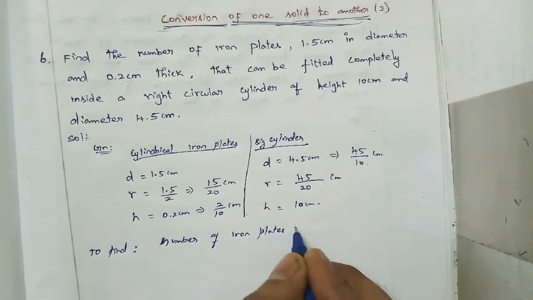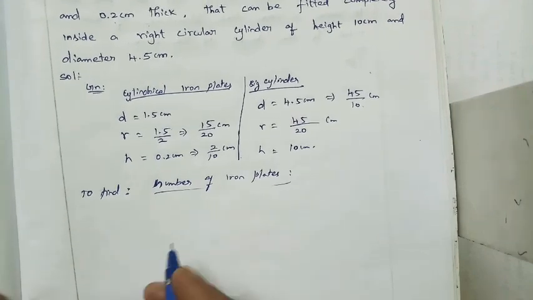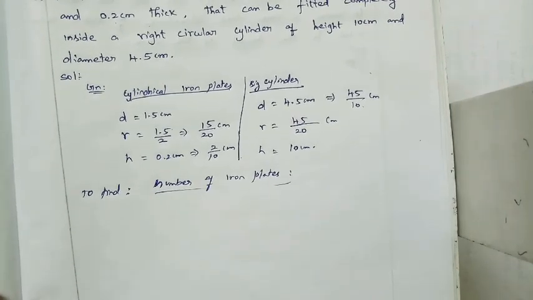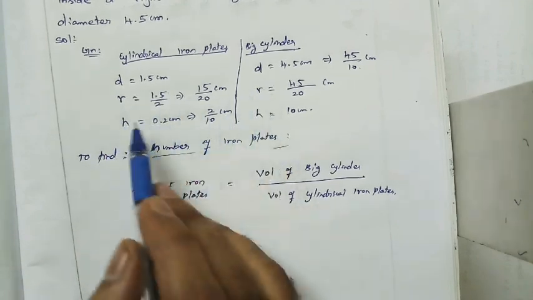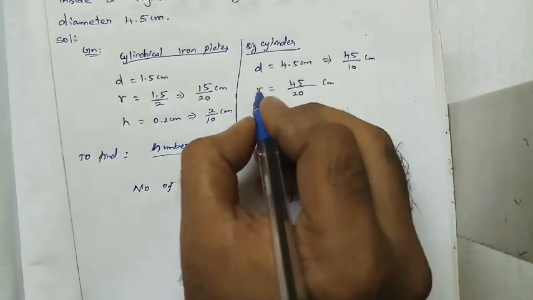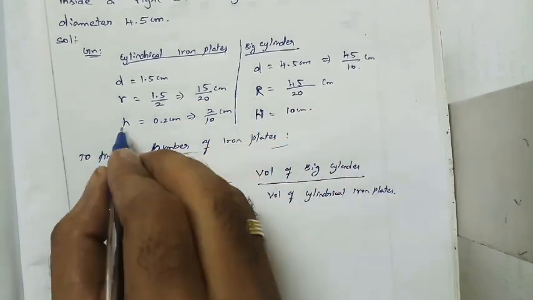So how many iron plates — they are asking directly, so we can go for the formula, right? Number of iron plates is equal to... Here the radius and height are both different, so we have to differentiate. So I put here capital R and capital H, small r, capital R, small h, capital H.